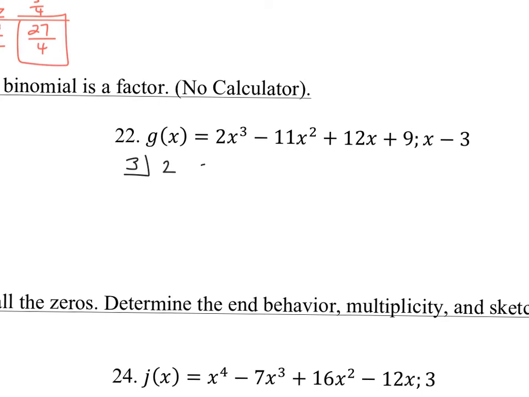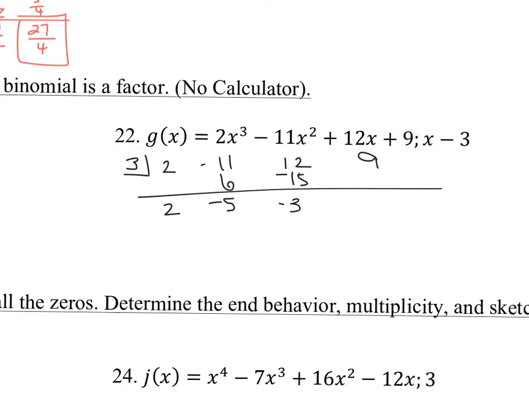2, -11, 12, 9. 3, 2, 1, nothing. All right, cool. Bring down the 2. 2 times 3 is 6. I get negative 5. 3 times negative 5 is negative 15. 12 and negative 15 make negative 3. 3 times negative 3 is negative 9. Negative 9 and 9 make 0. Sure enough, yes, x minus 3 is a factor.